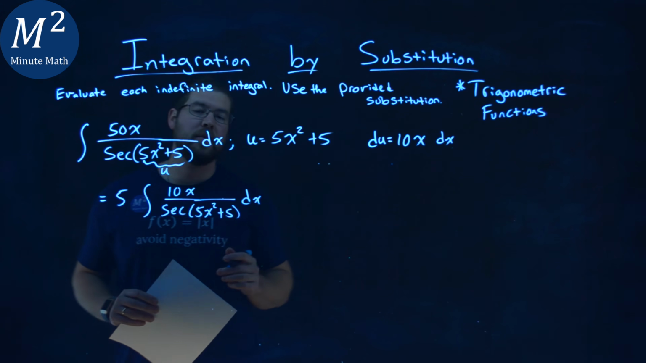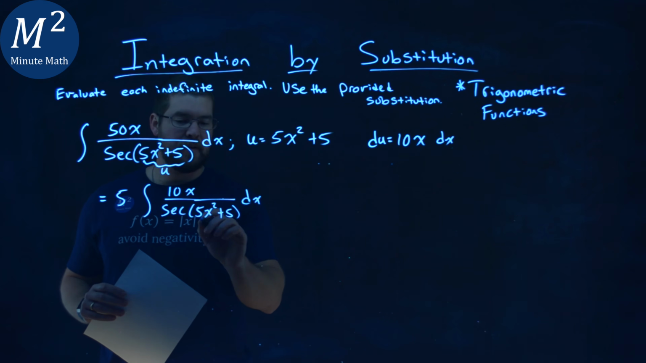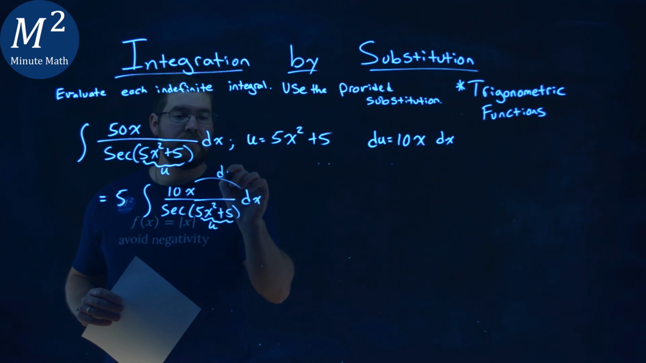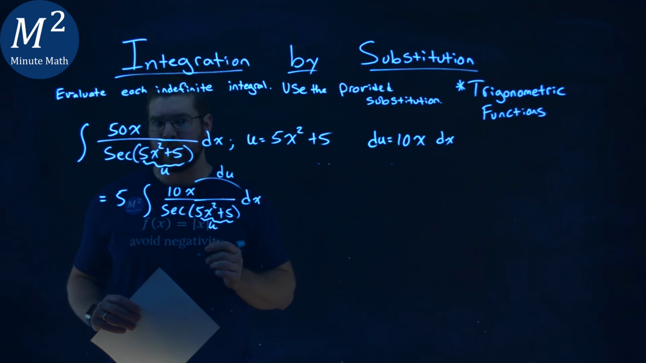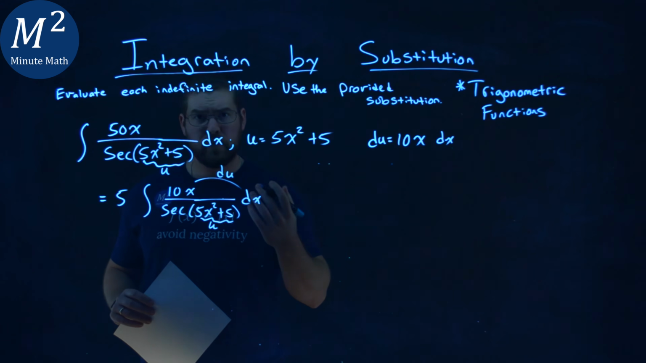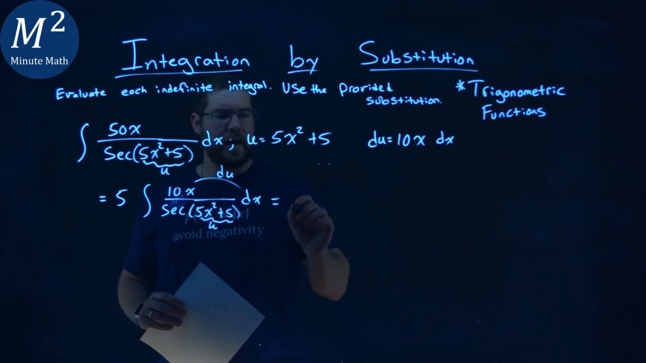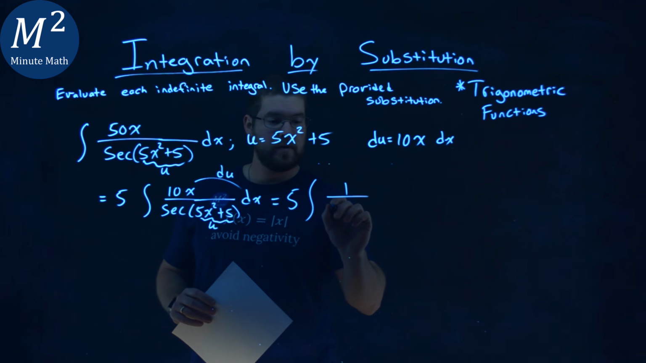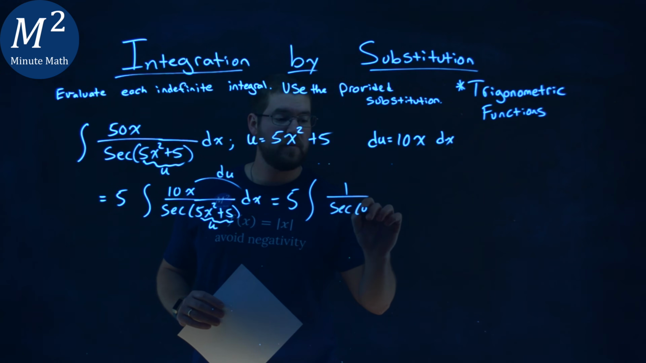So I do that. I have the secant here of 5x squared plus 5 dx here. And now we can see the direct substitution going on here. Again, inside the secant is our u, and our du is that 10x dx. So let's go write this in terms of u. So we have 5 times the integral of, well, 1 over the secant of u du.